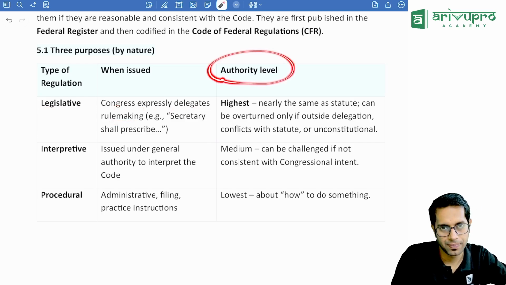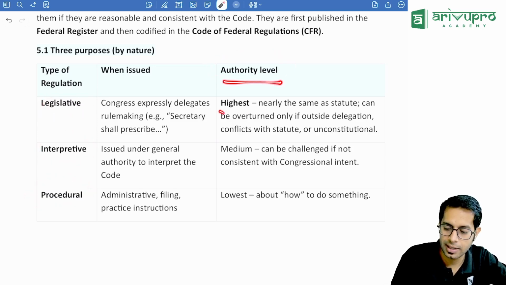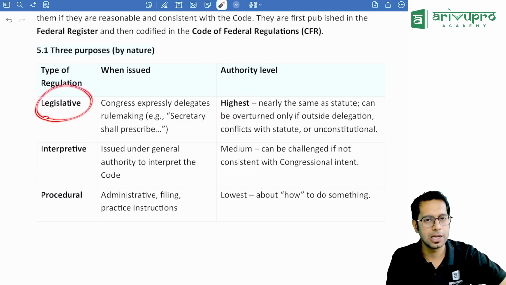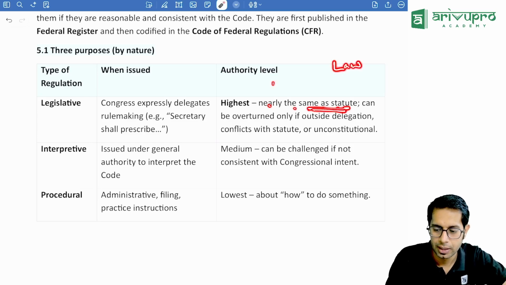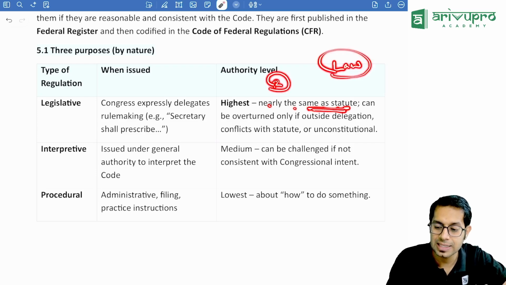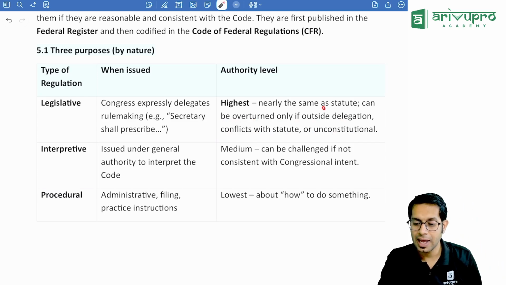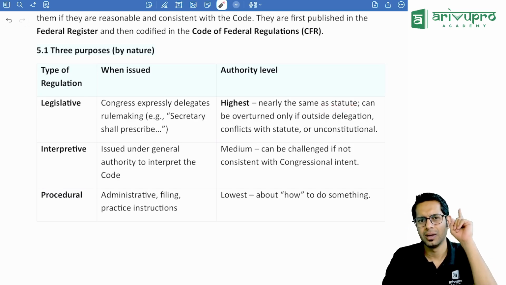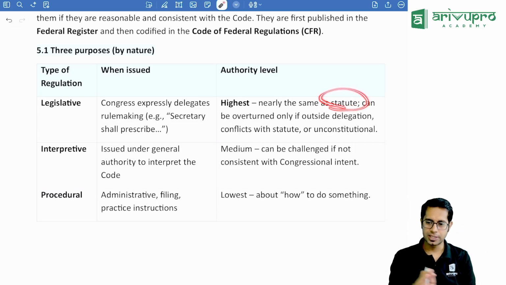And authority level, when I say legislative, interpretive, and procedural, which has the highest authority? The highest authority will be with legislative, because they are the lawmakers. Nearly the same as statute. It is as equal as the law itself. The regulations which are given are as equal to law itself, and can be overturned only if outside delegation conflicts with statute or it is unconstitutional. Normally they are on par with the act itself, the code itself.